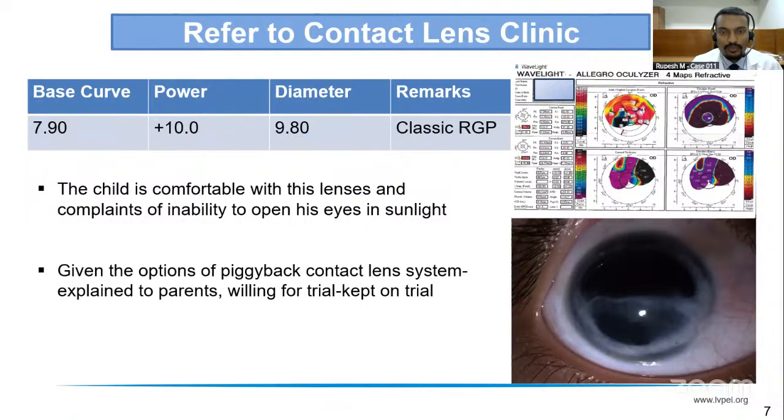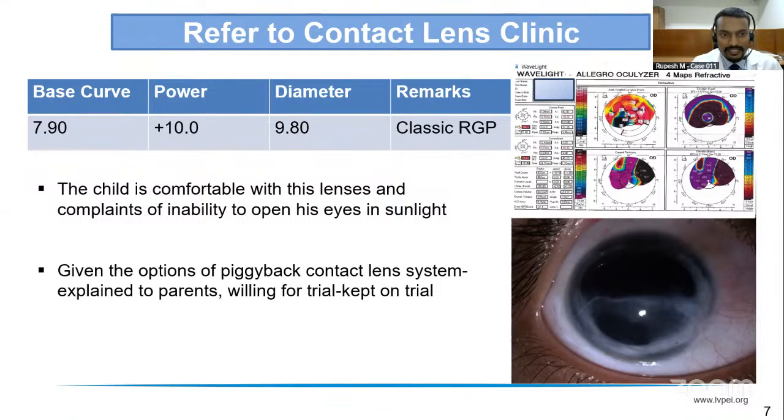So before proceeding with the trial, I sent the patient for corneal topography, in which we can see that there is an irregular cornea with high astigmatism. Based on the corneal topography, I selected the base curve. I tried multiple contact lenses, but the final lens was a base curve 7.90 with a power of plus 10 diopter spherical, diameter 9.8, and the lens was a classic corneal GP lens.